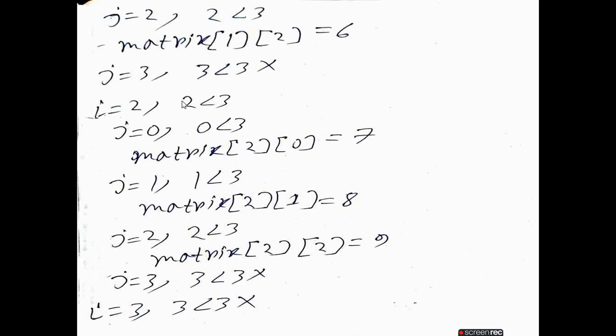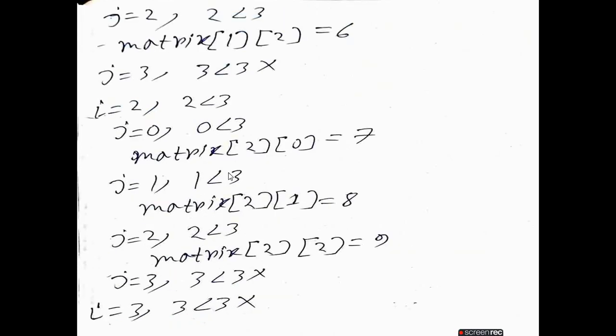Now what is the i value? i becomes 2 now. 2 is less than 3. Yes. Again j is assigned 0. 0 is less than 3. Yes. Matrix ij, that means 2, j is 0. That means matrix 2 0. What is the value of matrix 2 0? Check. Row 2 column 0. 7. 7 is successfully printed.